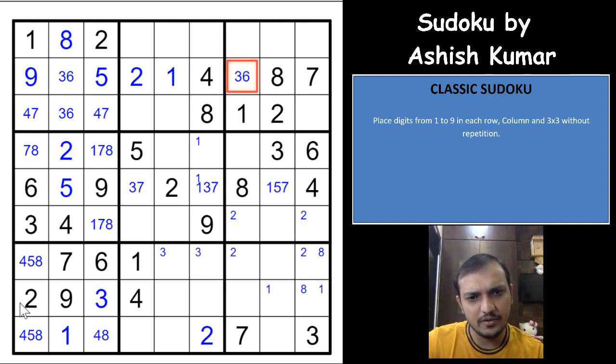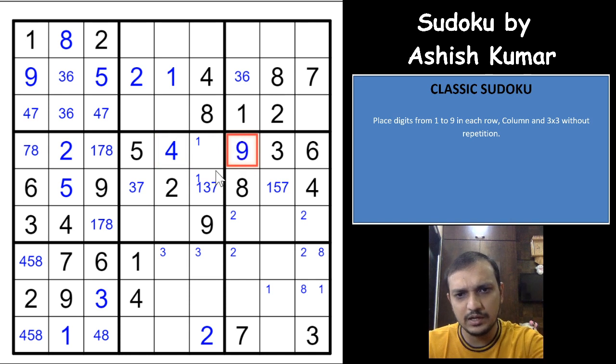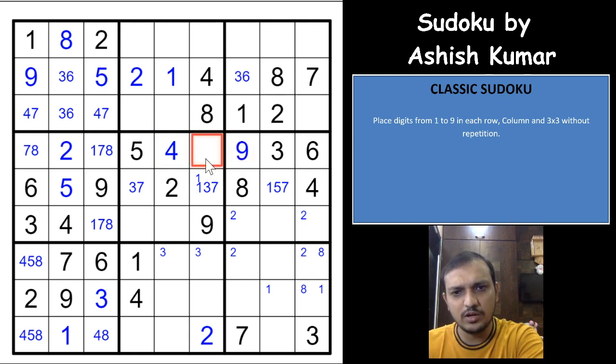You already have... okay, just a second. What else can we... 4 will have to be in this cell in this box. Okay, so 1, 7, 8 and 9 cannot be here, so this would have to be a 9. That means this would have to be 1 and 7.